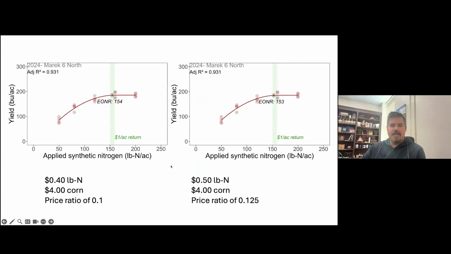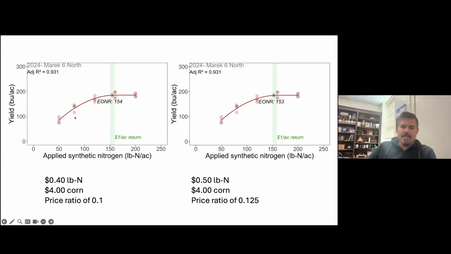All right, more data. What things can change though, right? We can use these curves and we can also apply different economic scenarios. Historically, we use this price ratio of 0.1. So assuming about a 40-cent pound of nitrogen and roughly $4 corn, right? That would be the price ratio of 0.1. However, right now nitrogen might be a little more expensive relative to corn. Maybe the price ratio goes up a little bit. Maybe you want to run some scenarios.